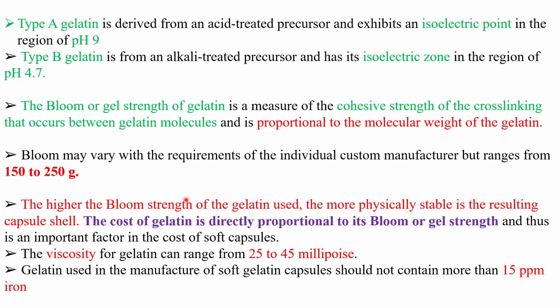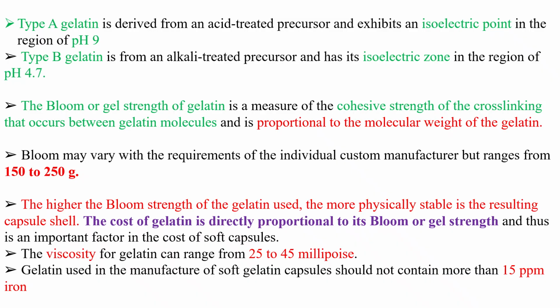So one more important property of gelatin is viscosity. And remember the viscosity range of gelatin used in the capsule: 25 to 45 millipoise. Okay, now that you have to remember.